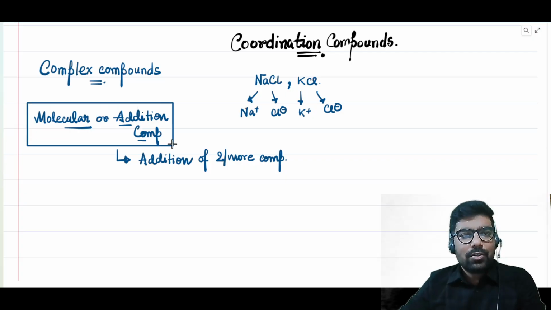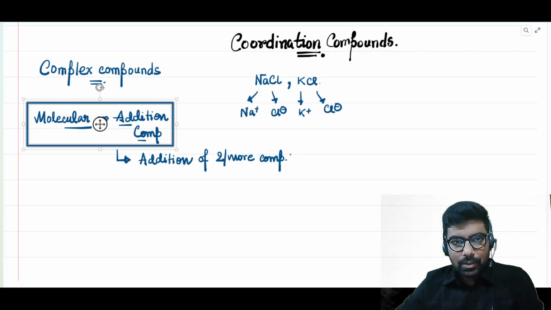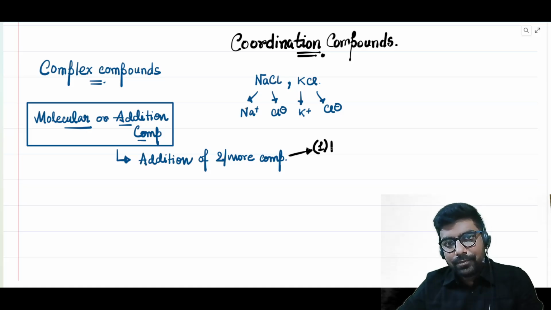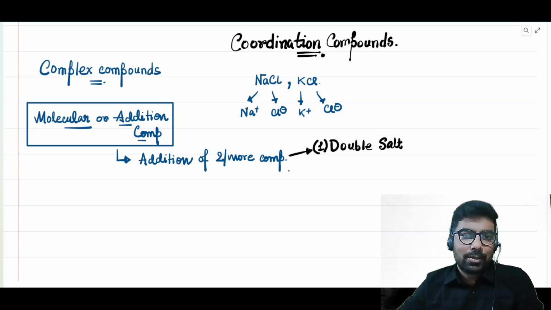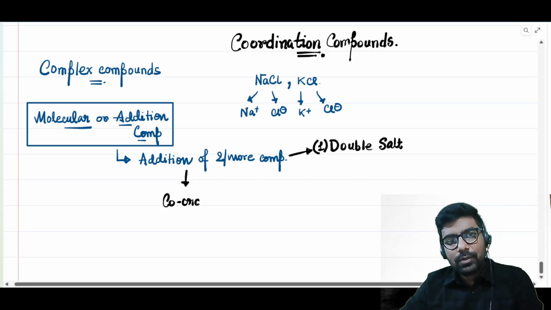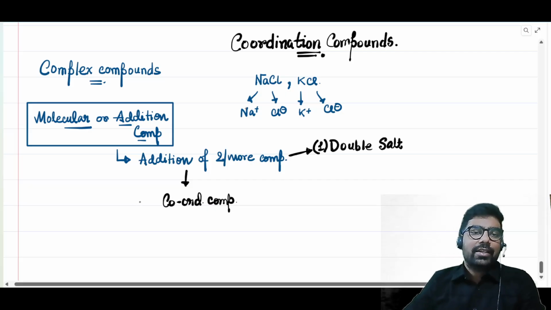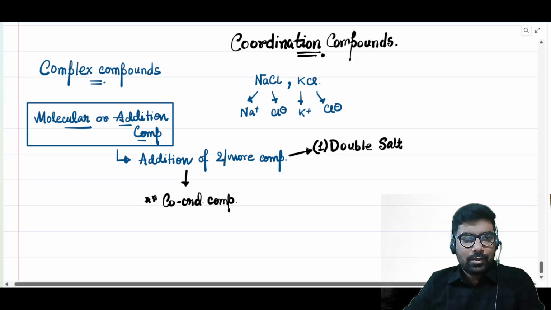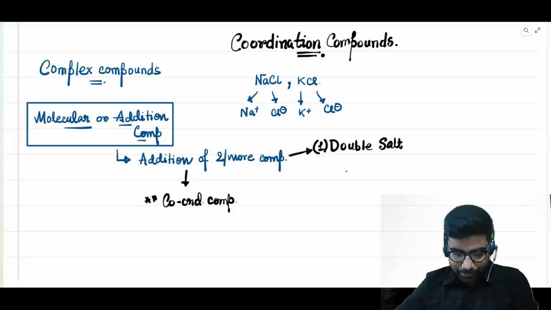So this molecular or addition compound, these are of two types. One is double salt, and the second one is coordination compound, which we will discuss in detail in this chapter. First, what are double salts, right?